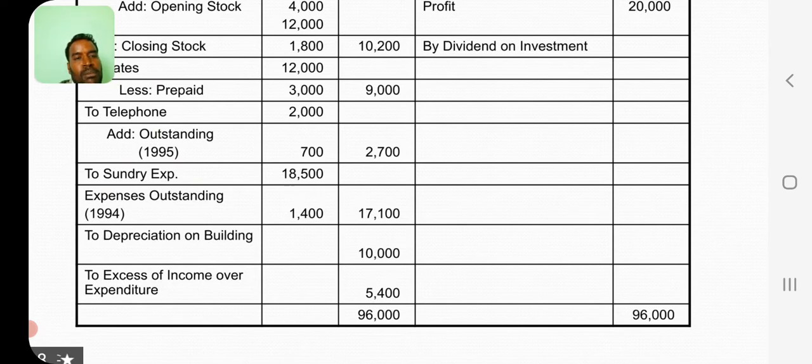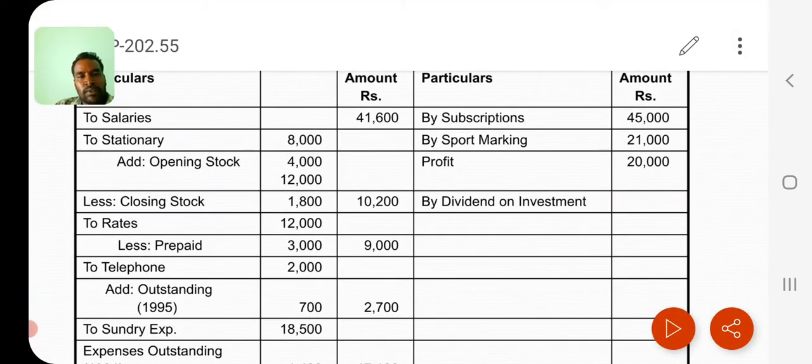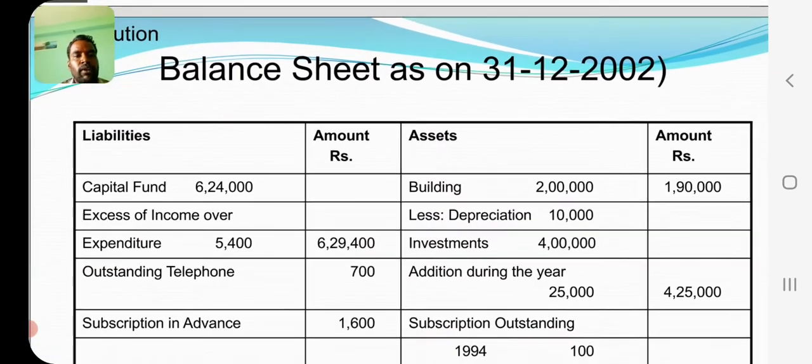To depreciation on building 10,000. So these are all the revenue items, for that we have posted here. We know that only revenue items should be posted here. By subscriptions 45,000. By sports marking profit 21,000. By dividend on investment. These are the revenue incomes we posted here.